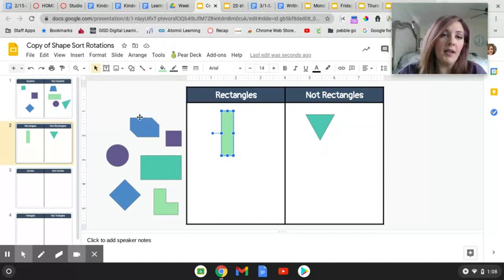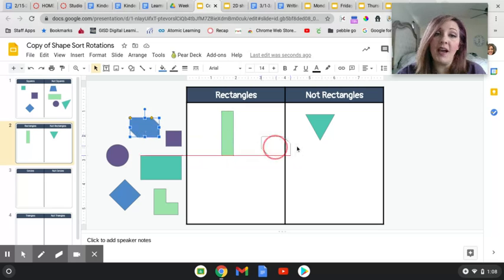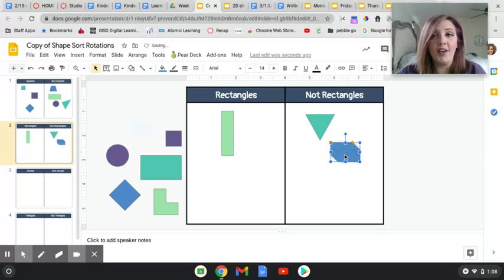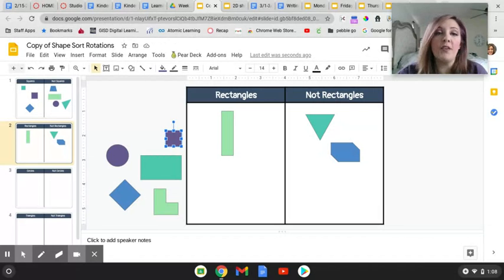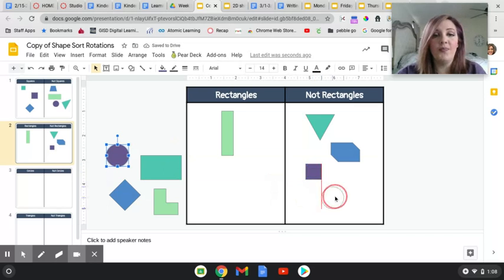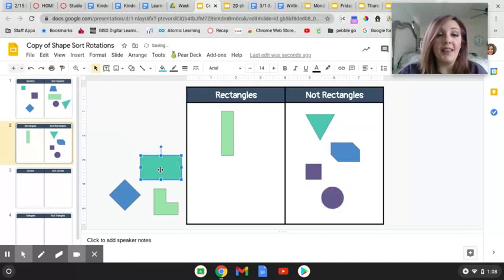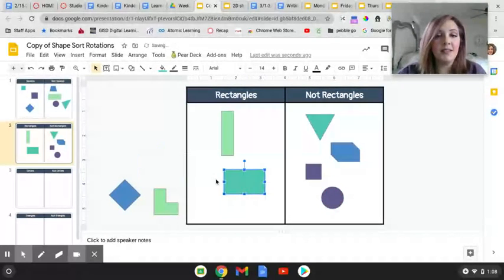This one kind of looks like a rectangle, but it has some extra parts here. This one, I'm going to move to this side, not a rectangle. This one is a square. It does have 4 sides and 4 corners, but they are all the same length. That means it's not a rectangle. This one is a circle. This one's a rectangle. 2 long, 2 short sides.